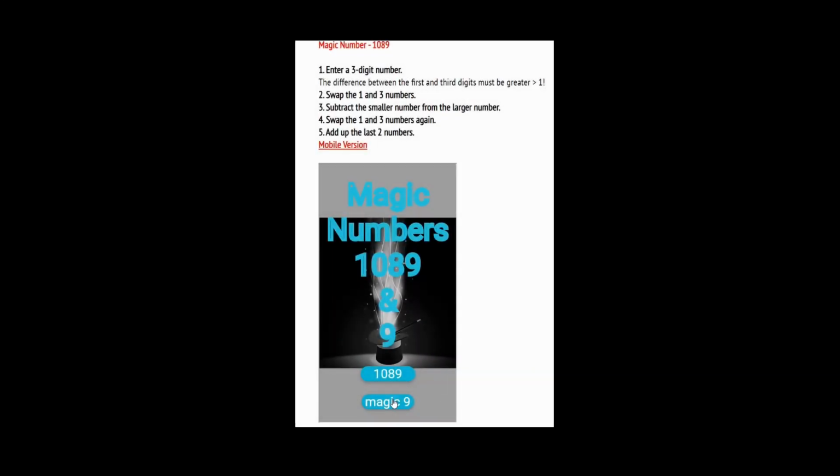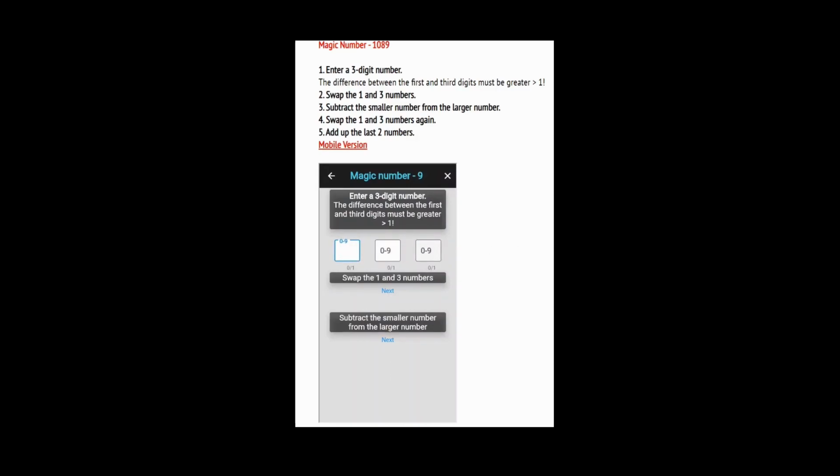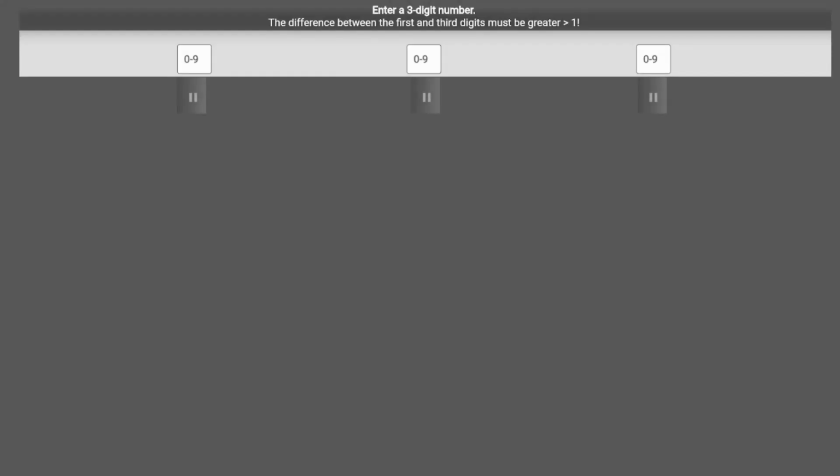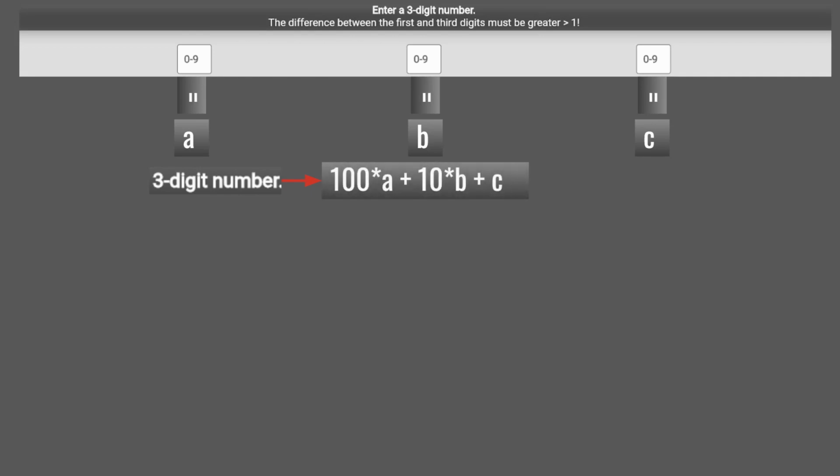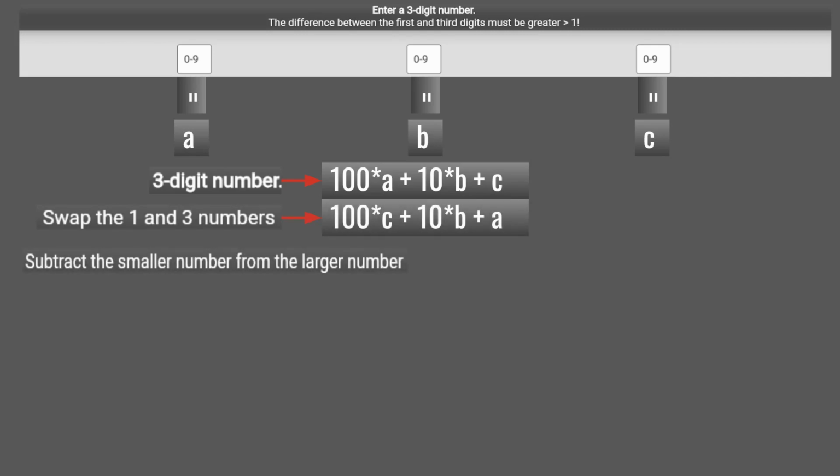First, let's solve the problem with the magic number 9. Let the first digit be A, the second B, the third C. Then the three-digit number will be equal to. Let's swap the first and third digits in this number. Subtract the smaller number from the larger number.